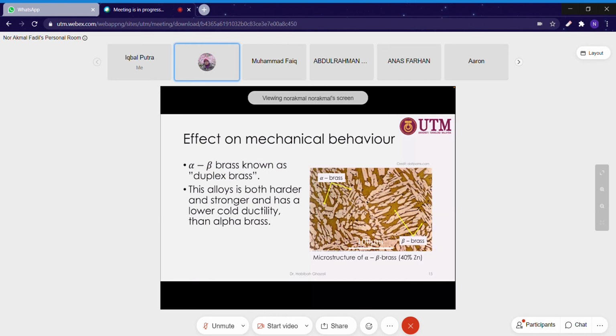Okay, this alloy is both harder and stronger and has a lower conductivity than alpha brass, and less workable than alpha brass at room temperature. Okay, you cannot easily do any machining process for this alloy. So if you want to make a product from beta alloy, you have to do it by casting or by inducing a temperature to deform it.